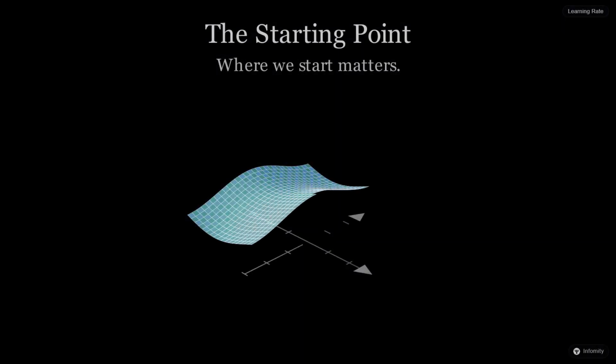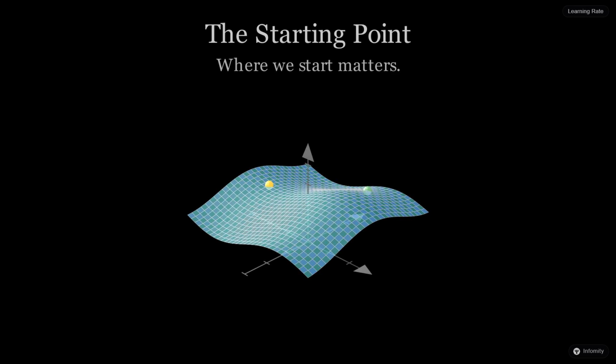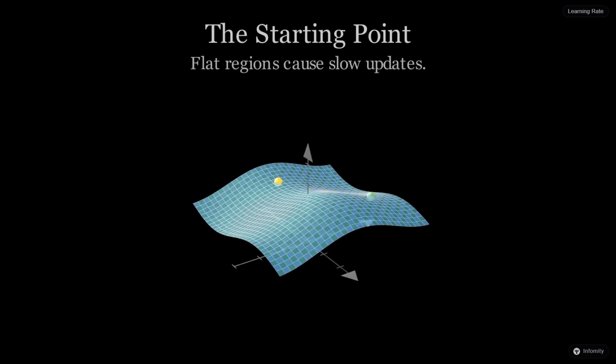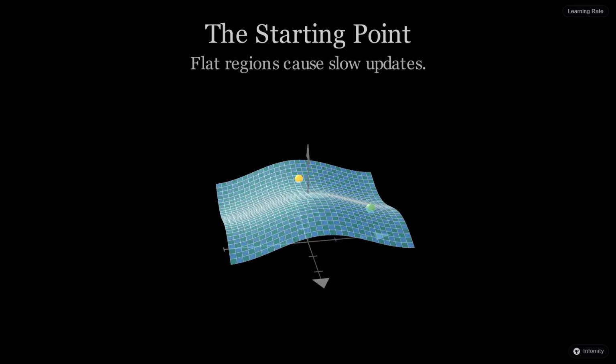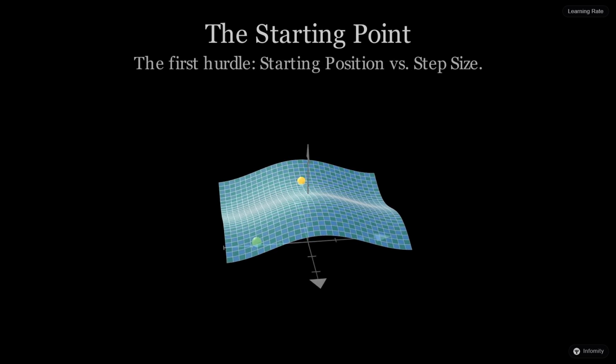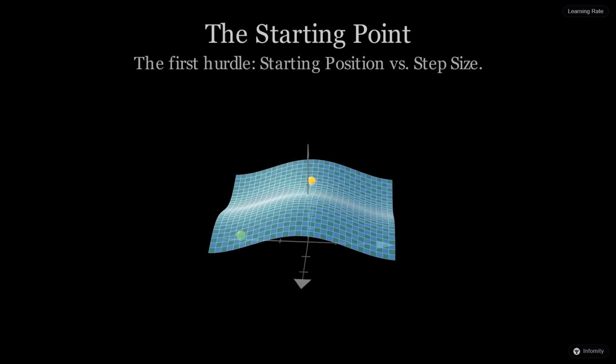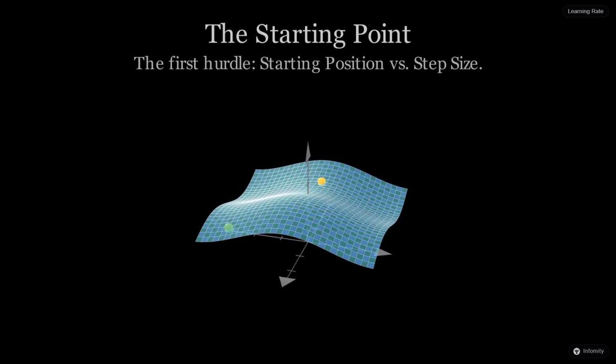Even with a good learning rate, where we start matters. If we begin our descent in a flat region of the landscape, progress is slow regardless of step size. Conversely, starting near a steep cliff could lead to massive updates that throw the model off balance. The interplay between starting position and learning rate is the first hurdle in training.